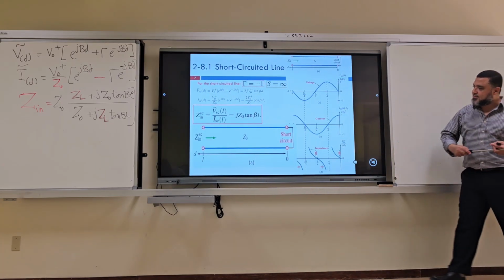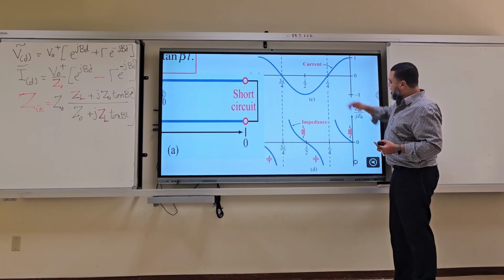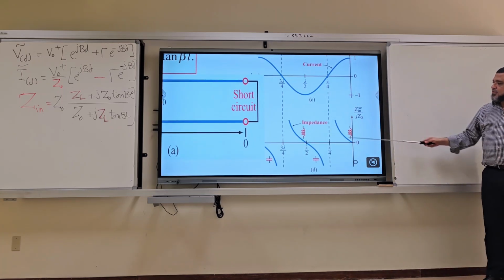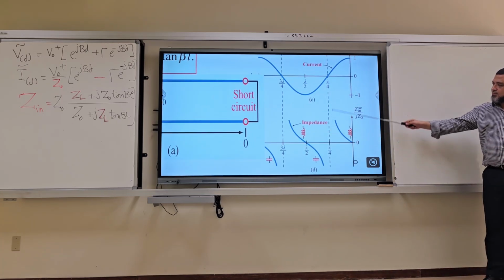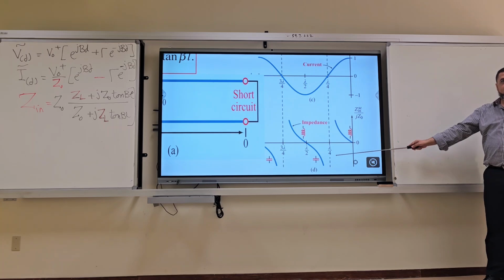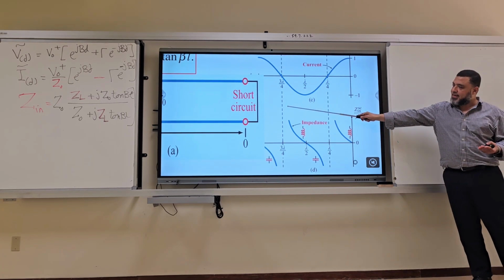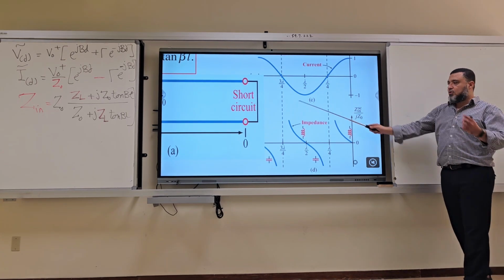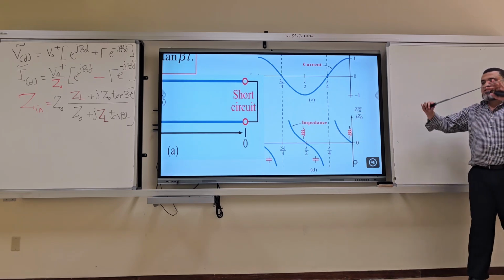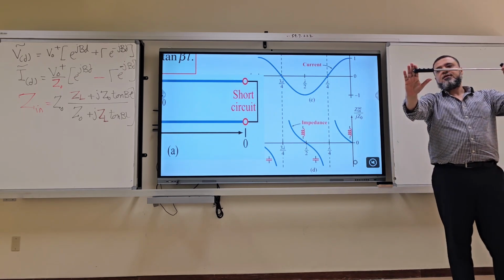Also, at certain distances the impedance will reach, when d, the distance, equals lambda over 4, what is the input impedance? What's the input impedance here? Infinity. Then at pi over 2, tan of 90 degrees is infinity. The next one is 3 pi over 2. So at some places along the line you have a short circuit here.